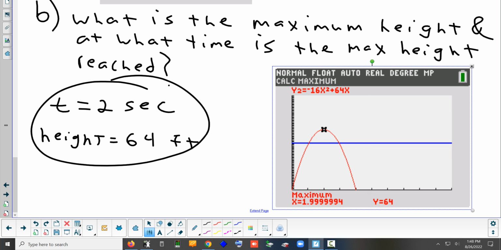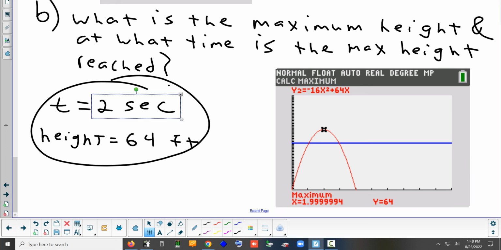Now, depending on your calculator, you might see 2.00000000003, or you might see 1.99999999995. You might see something a little different. When I say a little different, I mean like 1/1,000,000th of a number different. It's just because of the type of calculator you have. That's all. But that's the answer. 2 seconds, it hits a height of 64 feet. Any question on that?